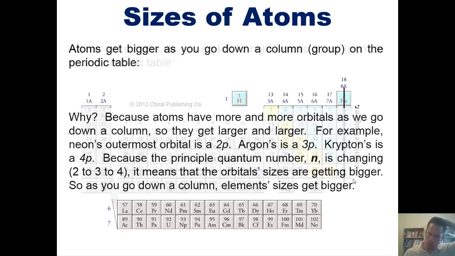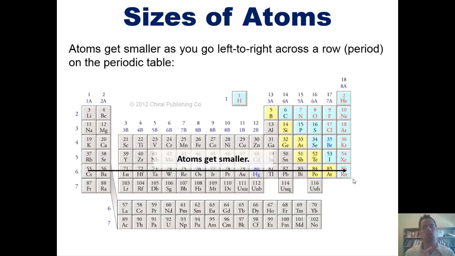Now, this is not as intuitive, but atoms actually get smaller as you go left to right across a row or a period. As you think about this, you might wonder why. Because as you go across a row from left to right on the periodic table, you're getting more electrons added to each element. For example, oxygen has one more electron than nitrogen, which has one more electron than carbon, and so forth.